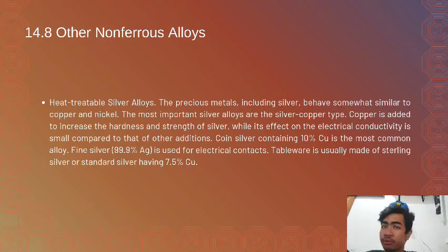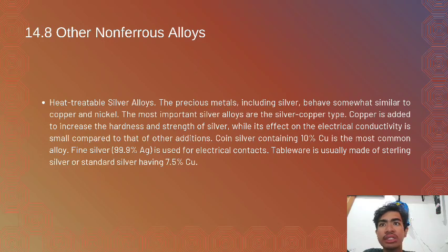14.8 Other non-ferrous alloys. Heat-treatable silver alloys. The precious metals, including silver, behave somewhat similarly to copper and nickel. The most important silver alloys are the silver-copper type. Copper is added to increase the hardness and strength of silver, while its effect on the electrical conductivity is small compared to that of other additions. Coin silver containing 10% Cu is the most common alloy.